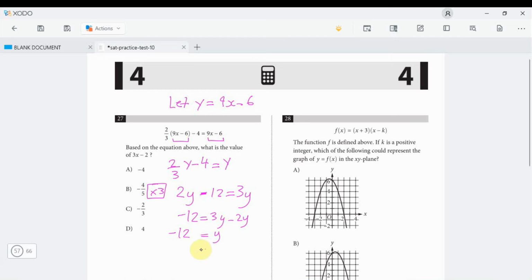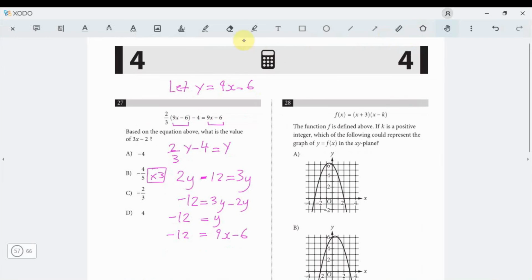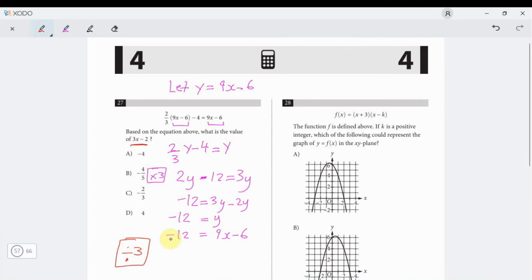But remember what was y? y is 9x minus 6. That's negative 12. But remember, we don't want 9x minus 6. We want 3x minus 2. If we just divide the equation by 3, we get negative 4 is equal to 9x divided by 3, which is 3x, and 6 divided by 3 is minus 2. So see it there? We get to our negative 4, which is option A.